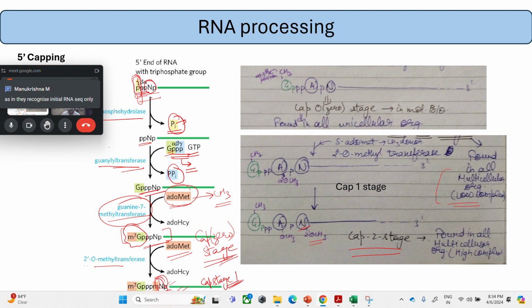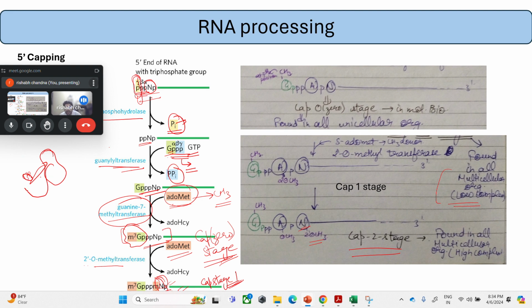So they recognize, when the RNA is being synthesized by RNA polymerase 2, only certain proteins are recruited that recognize the 5' end of the RNA. For example, this is the RNA polymerase being recruited. Now here at the CTD, we have certain proteins already recruited before elongation starts. So this is the cap binding protein.